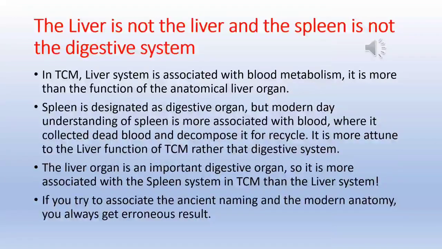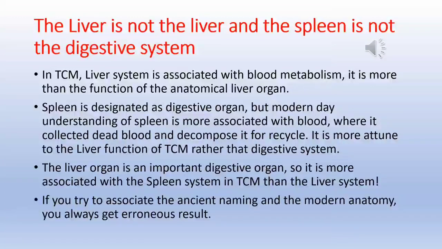Why do we say that the TCM system is very difficult to associate with modern anatomy? For example, the Liver system is associated with the blood metabolism. Okay, and it's more than the function of the anatomical liver. Here I use a capital letter L, Liver, to mean that it's a macro system. It's not referring to the anatomical liver inside the body.